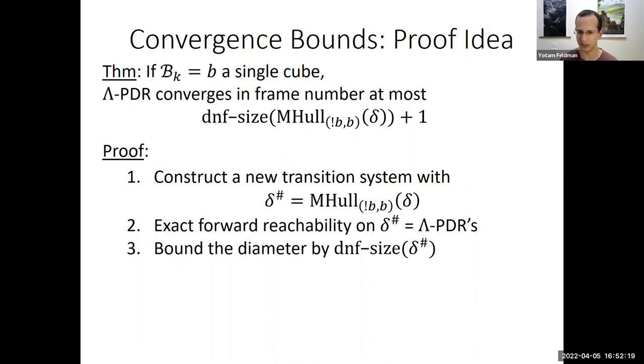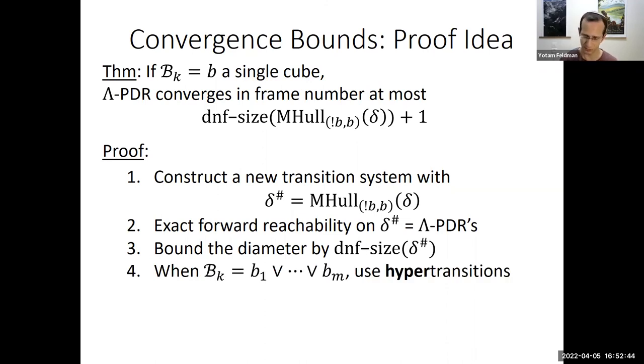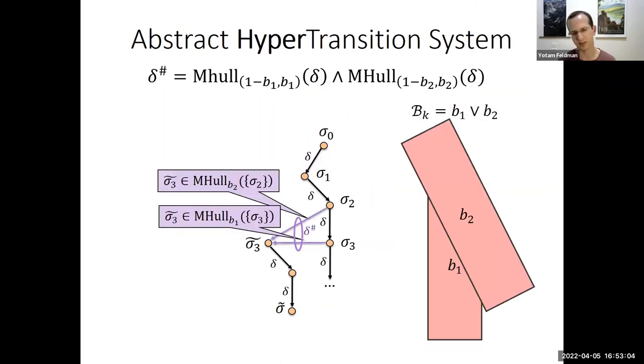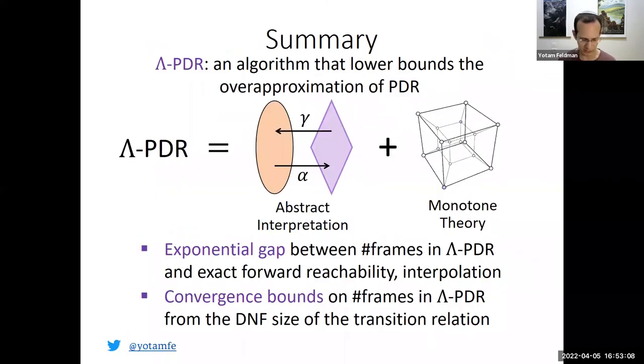Then we use a bound on the diameter; we bound the number of iterations of exact forward reachability on the abstract transition system. Here we use a very simple and sometimes naive bound of the DNF size of the transition relation formula. And this gives us the theorem. In the case that BK consists not of a single cube, but a disjunction, we need to consider not an abstract transition system, but an abstract hyper-transition system. Again, in the interest of time, I'm going to skip the illustration of how the abstract transition system and abstract hyper-transition systems look, but we can go back to it if you're interested.